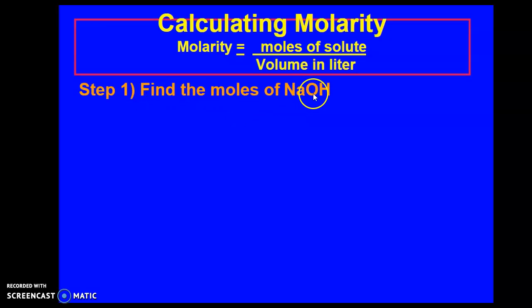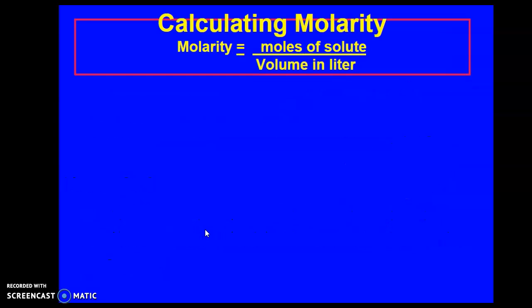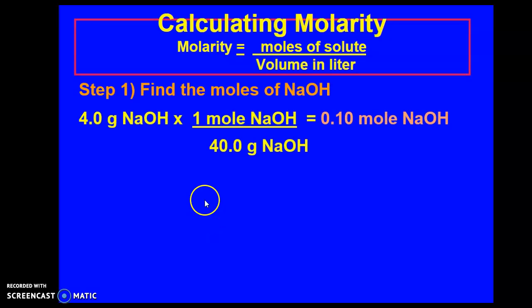So step 1, find the moles of sodium hydroxide, because you need the moles. If you look at the question, you are given grams and milliliters. You're not given moles, so you need the moles. 4 grams of sodium hydroxide, remember how you've been doing it. Whatever you are given comes first: 4 grams of sodium hydroxide. And remember, you have to put your unit. Grams of sodium hydroxide will also be at the bottom here. And whenever you are looking for grams, there's always 1 mole of that substance at the top.